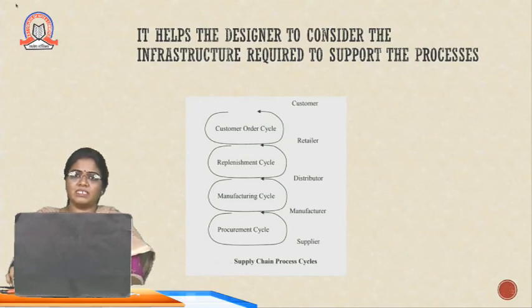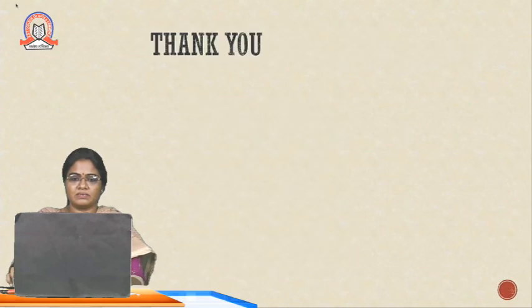So customer is having customer order cycle, retailer having replenishment cycle, distributor having manufacturing cycle, manufacturer having procurement cycle. Finally, it reaches the supplier. This is supply chain process cycles.